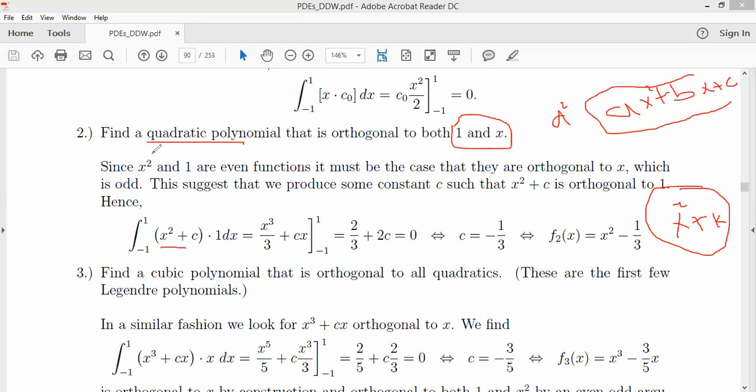That's why we are saying since x squared and 1 are even functions, it must be the case that they are orthogonal. I think if we talk of even functions, maybe we are introducing this a little bit early, but I can try to highlight what we mean by an even function, which I had summarized in this narrative. So we are talking of this one here.